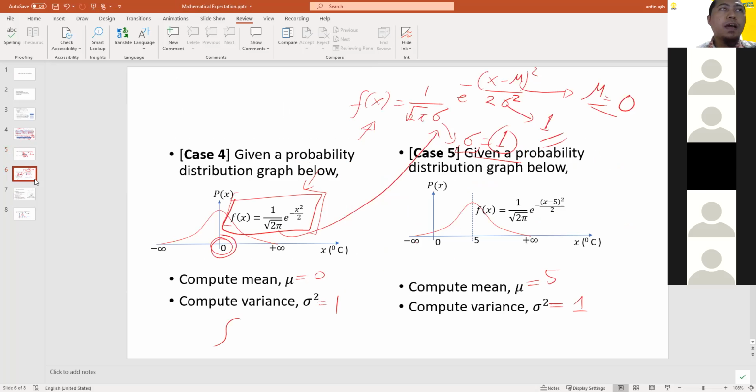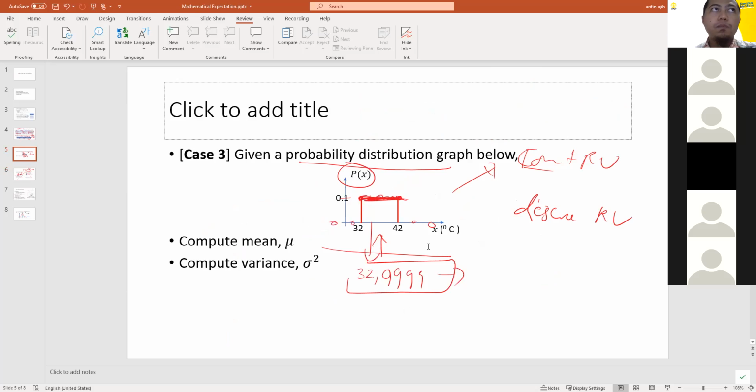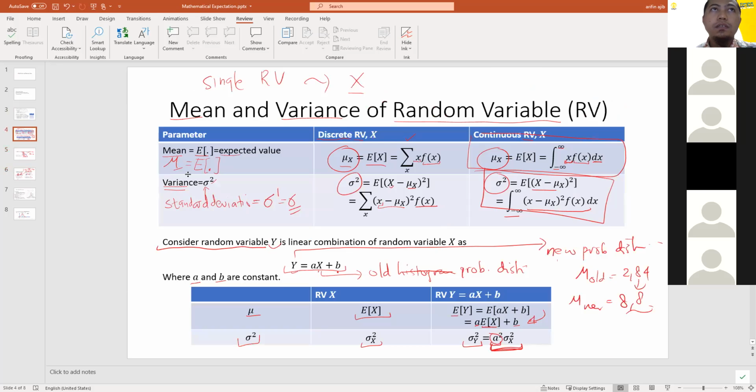Anyway, any question until this slide? Case 3, case 4, case 5. Any questions? Any problem computing this mean, variance, and also linear combinations? The concept of them. Any questions? Three, two, one. Okay, no questions.